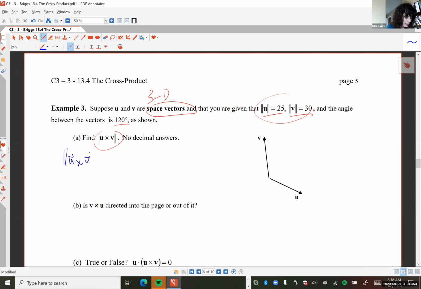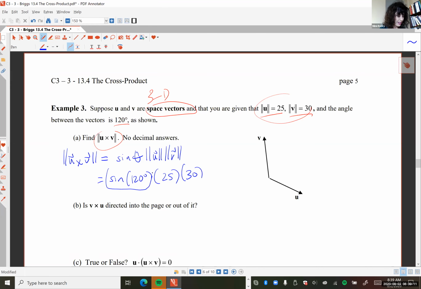So here's the little theorem that tells us, I'll put the sine theta in the front just because I think it looks prettier. So we're almost done. We're just going to substitute 120 degrees for theta, and then the magnitude of u is 25, and the magnitude of v is 30. And then, you might want to look at the trig unit circle I gave you on that first lecture and ask, what is sine of 120 degrees? I think it's square root of 3 over 2.